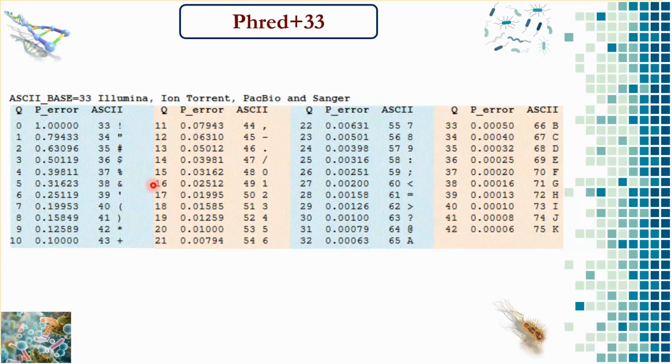For example, Q0 corresponds to an ASCII value of 33, which is represented by the character exclamation mark. Similarly, Q30 corresponds to an ASCII value of 63, which is represented by the character question mark. While Q40 corresponds to an ASCII value of 73, which is represented by the character capital I. So when you see the character capital I in the quality line of a FASTQ file, it represents a very high quality base call with a Q score of 40.